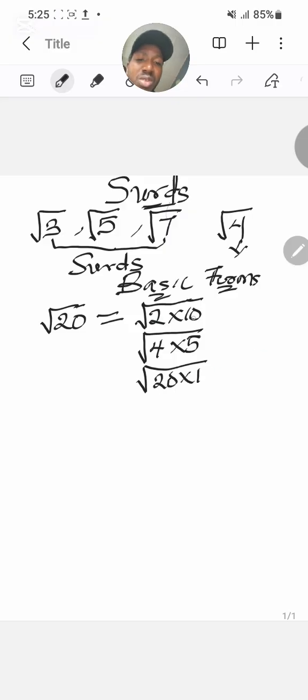Now, if you look at 2 times 10, 2 is not a perfect square, and 10 is also not a perfect square. In the third one, 20 is not a perfect square. 1 is obviously a perfect square, but we can't use it in this context. But for 4 and 5, 4 is a perfect square and 5 is not. Because this one satisfies the condition we need, we can simplify and say square root of 20 is equal to square root of 4 times 5.